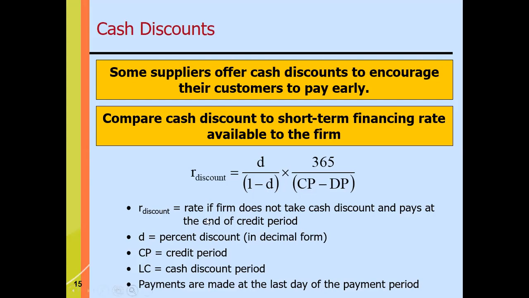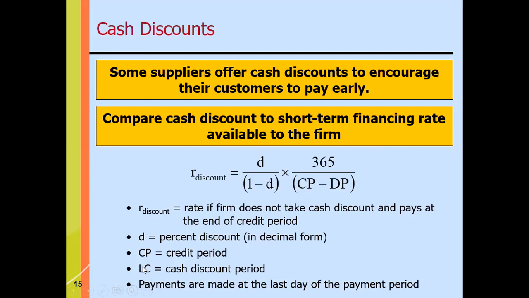So the formula for the rate of discount if we do not pay within the credit period is this: rate equals D, which stands for the percent of discount in decimal form, over the quantity 1 minus the percent discount, multiplied by 365, the number of days in a year, all over the quantity CP, which is the credit period, minus the DP, which is our cash discount period.